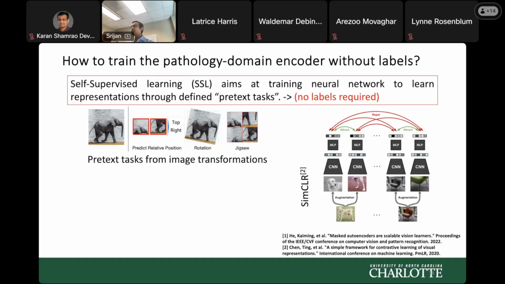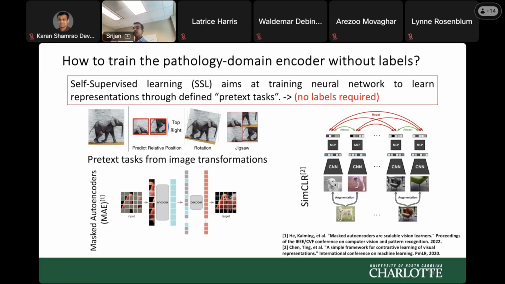The most common one in pathology is using contrastive losses, like SimCLR, where you take your data, generate two different views of the same data, send them to each branch, and then ask these representations to attract each other because they come from the same data. And you ask these representations to repel all the other images in the same batch, because all these images are different from this image. This is called contrastive learning.